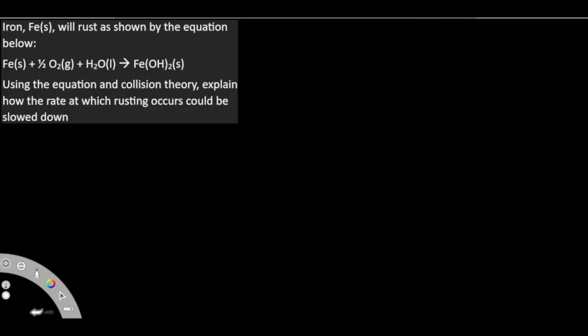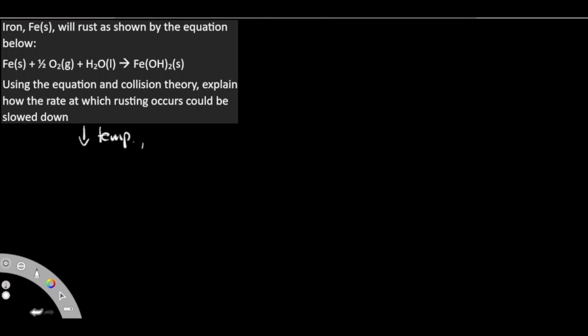Let's go to this last question here. Iron will rust as shown below. Use the equation and collision theory to explain how the rate at which the rusting occurs could be slowed down. Well, we know that the rate of reaction depends on these 6 things that we looked at. So obviously if we decrease the temperature, this is going to decrease the reaction rate.